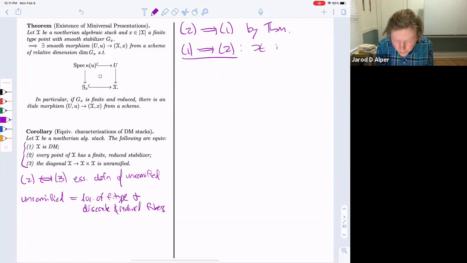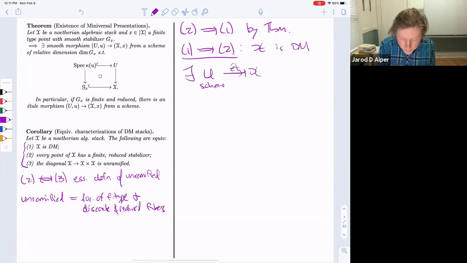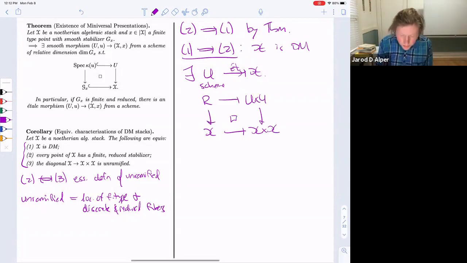Well, if X is DM, we know there exists a scheme U and an étale presentation. Right, and then if we were trying to understand properties of the diagonal, these pull back to properties of the groupoid. We have this fiber diagram, and we're trying to show that this is unramified. But we can take this composition under either projection, and then this is either the source or the target, but it's certainly étale.